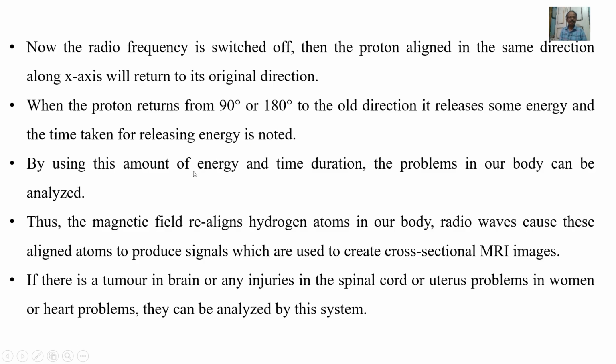Thus, the magnetic field realigns hydrogen atoms in our body. Radio waves cause these aligned atoms to produce signals, which are used to create cross-sectional MRI images. If there is a tumor in the brain, or any injuries in the spinal cord, or uterus problems in women, or heart problems, they can be analyzed by this system.